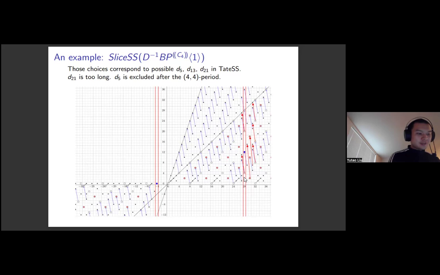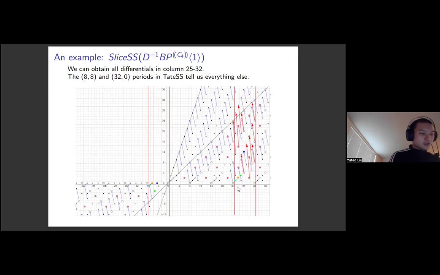D5, this point, the bottom point cannot survive because we cannot have a D5 here, since we can apply the 4-4 period. If this point survives, there will be a D5 in Tate. After the 4-4 period, it will be a D5 from this point to this point, which does not exist, because we already know this point is killed by these 2 differentials. In other words, the only choice is D13, and we can only have the middle point surviving to the infinity page. We can apply the same argument and keep pushing forward until we finish everything up to column 25.